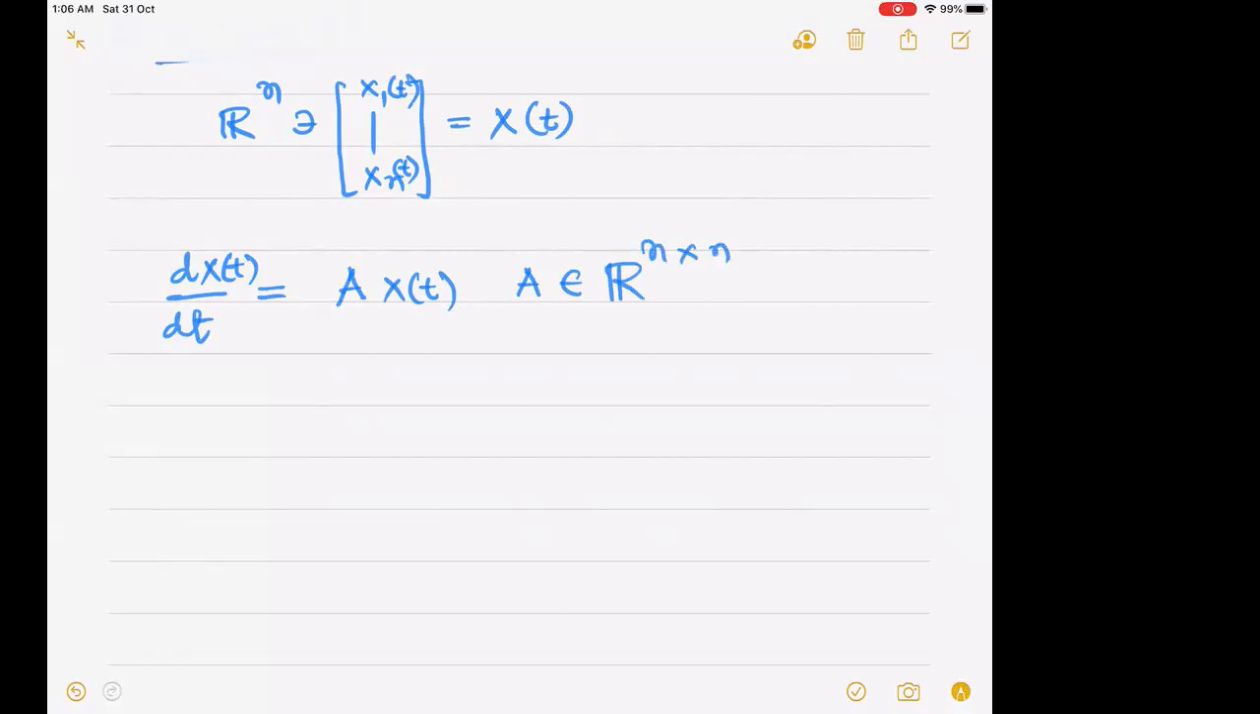So this is the typical example of an nth order ordinary differential equation, a linear ODE with constant coefficients.